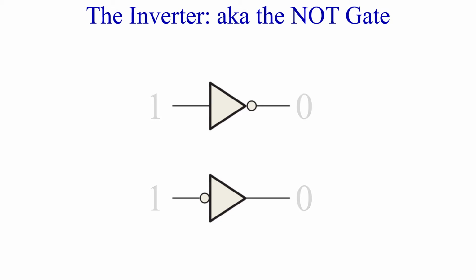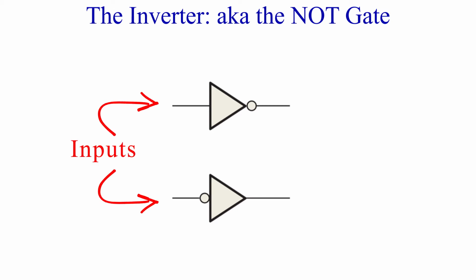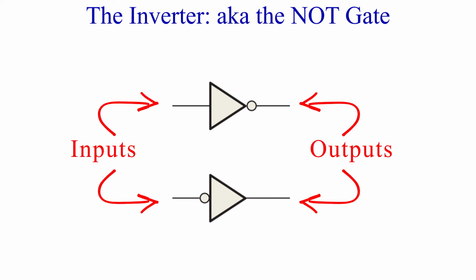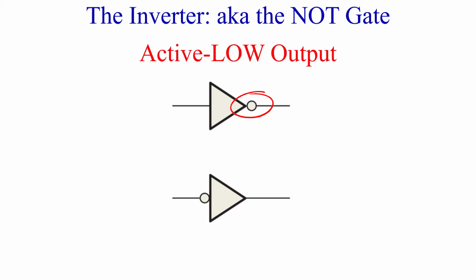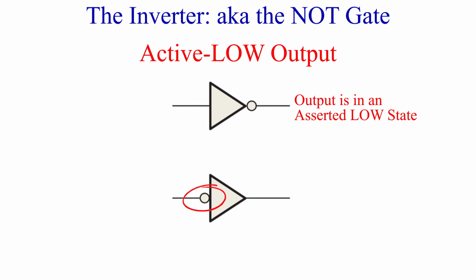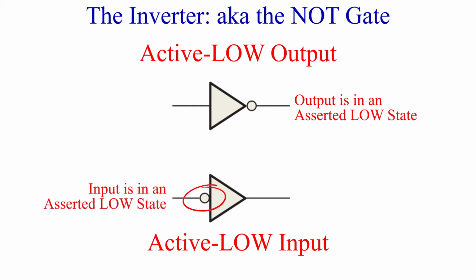The picture you've been looking at are the common symbols for the inverter. The input is on the left and the output is on the right. The little bubble is the negation indicator. This tells us where the inversion occurs. When the bubble is on the output, the inverter is referred to as an active low output because the output is in an asserted low state. When the bubble is on the input, the inverter is referred to as an active low input because the input has an asserted state of low.